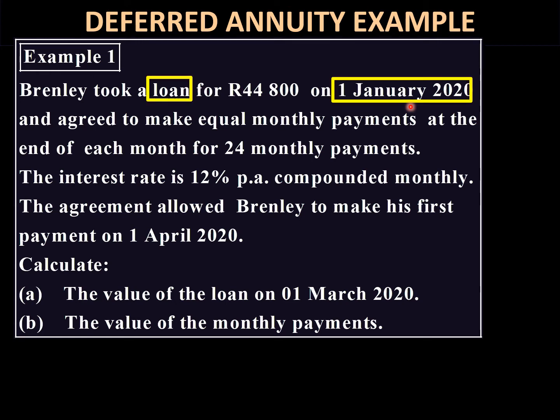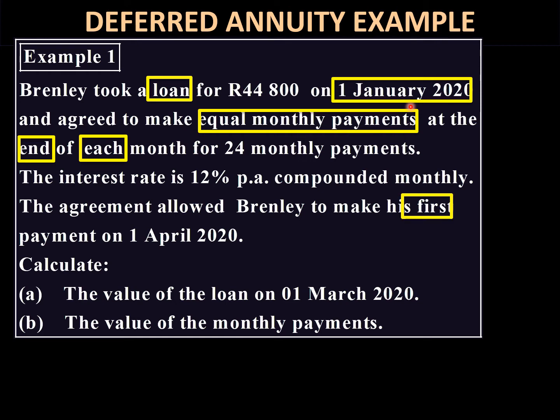Right, he takes the loan on the 1st of January, and he's going to make equal payments at the end of each month, right? So that's an ordinary annuity. And he's delaying his first payment until the 1st of April. His first payment was supposed to be at the end of 1 month, which would have been the 1st of February, right? 1 month later. But now there's a deferred payment there.